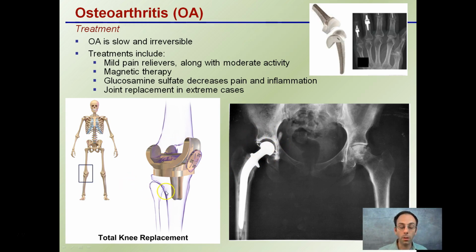In this example here, we see total knee replacement. This would be an example of the femur or a hip replacement. It can also occur in small areas, such as the fingers.